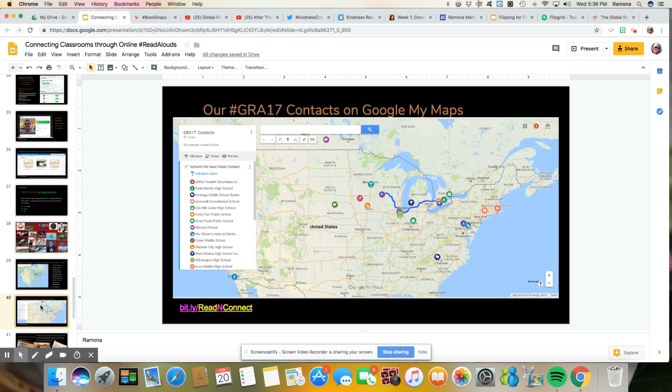We like to create our own Google map. The kids create a Google map in their Google Drive, and each time we connect with a classroom somewhere, we create a little pin. And quite often, if they've sent us a postcard or they've emailed us a picture or a video, we will include that in the pin. But it's very neat for them to see where some of these places are and how far away it is.